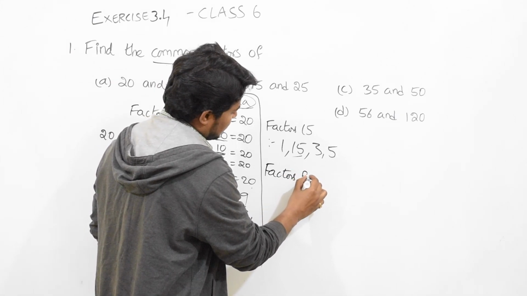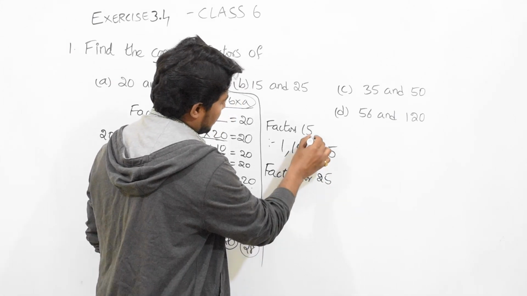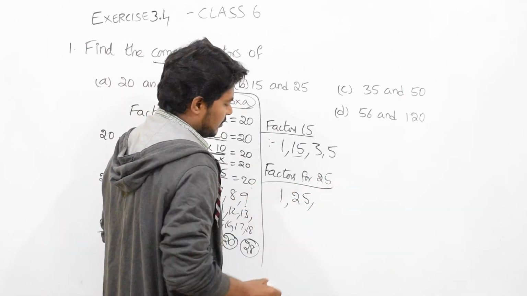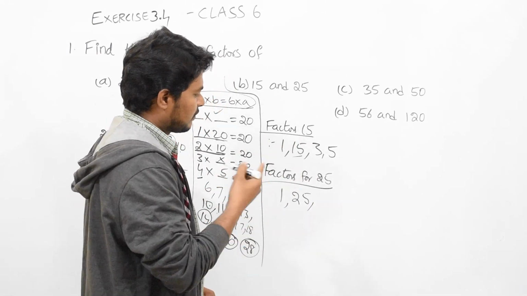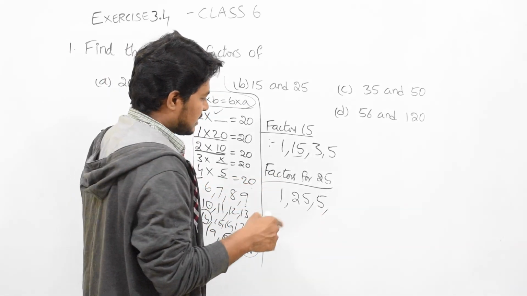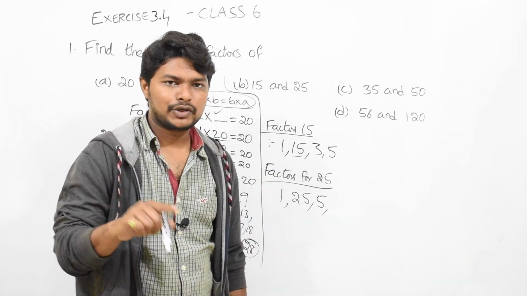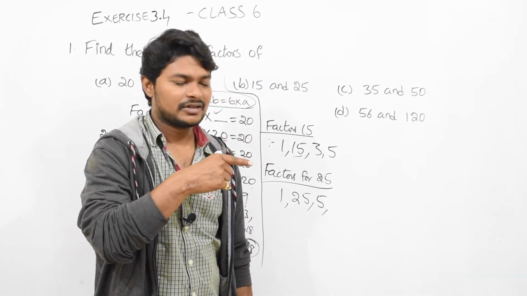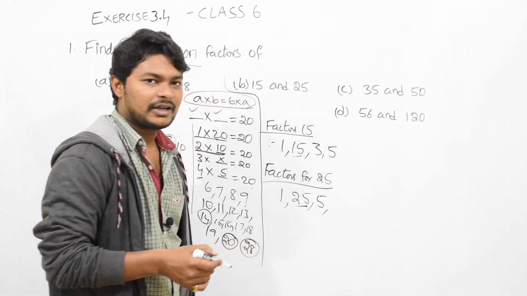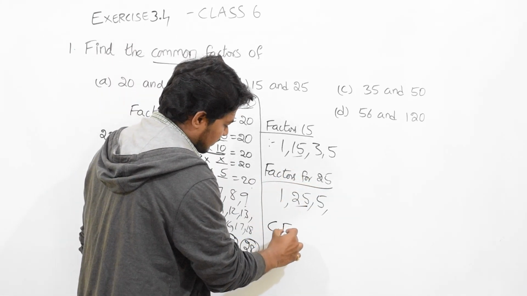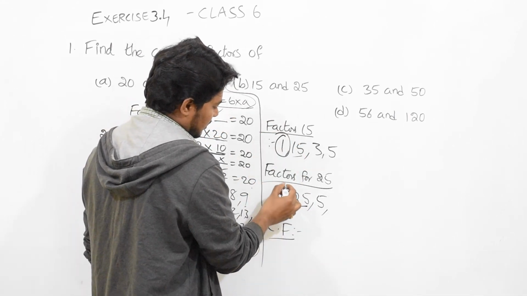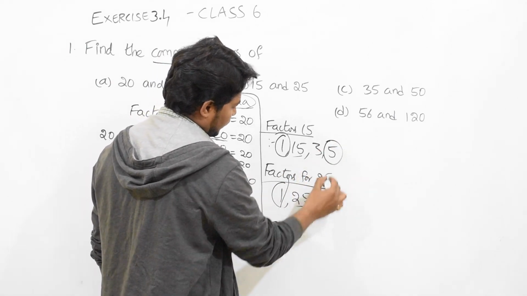Factors for 25. 1 into 25 equal to 25, then 2 will not come, 3 will not come, 4 will not come, 5, 5 into 5 equal to 25, so 5 I have written, then 6, 7, 8, 9, 10, up to 25, I have written. Okay, now the common factors for the numbers 15 and 25 are 1 and 5.